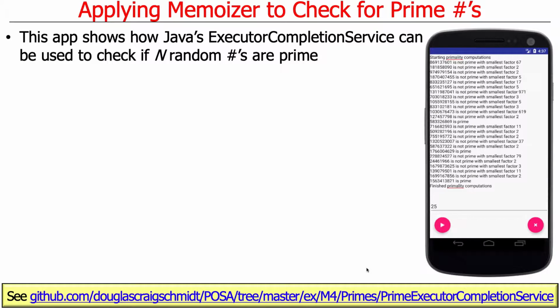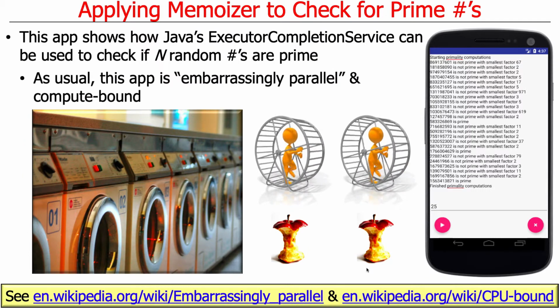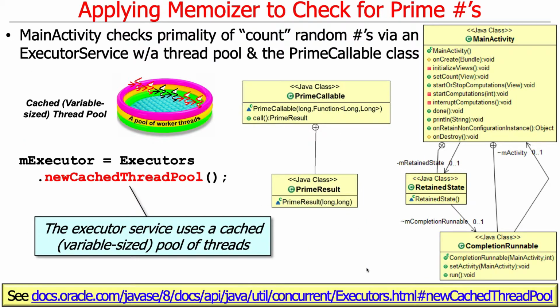So this app is the same app as before. There's no real difference to the app. It's checking to see if n random numbers are prime, large random numbers, so that's the same as before. It's embarrassingly parallel. It's compute bound. That's the same as before. It uses the PrimeCallable class just like it did before.